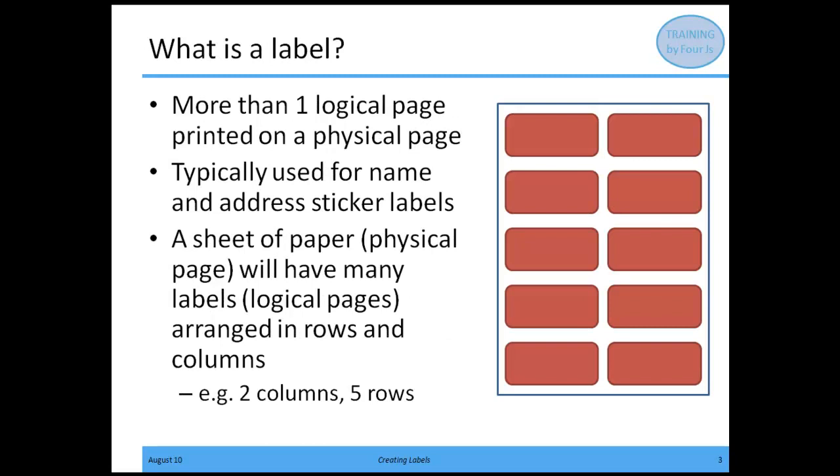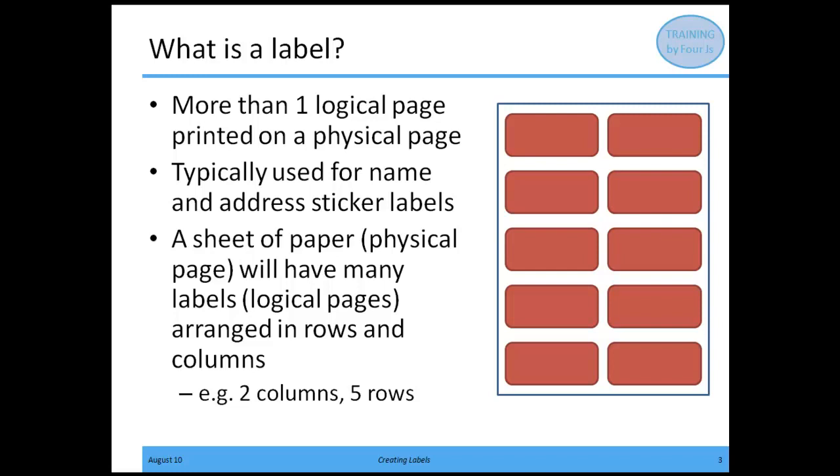First thing is to talk about what is a label. When we talk about a label, if you look at the diagram that I've created for you, it's typically a bunch of squares inside of a physical page. So when we talk about a label, we're talking about having more than one logical page, where each of these squares is a logical page sitting on the physical page, the page that feeds through your printer.